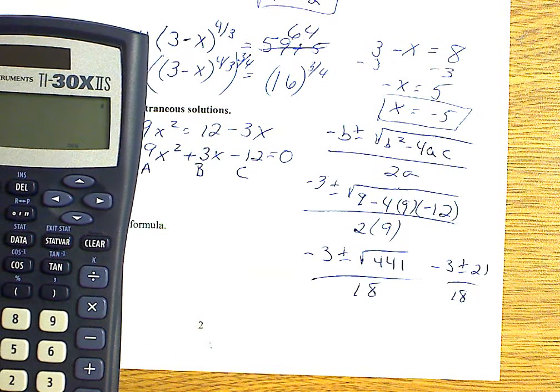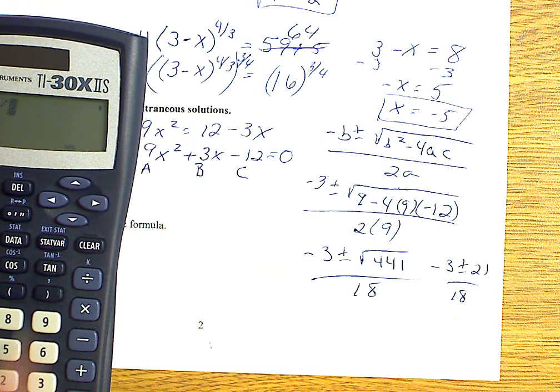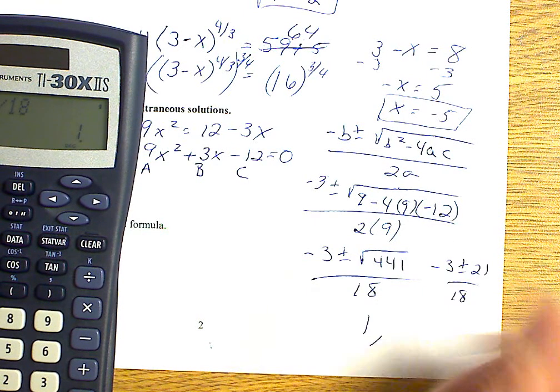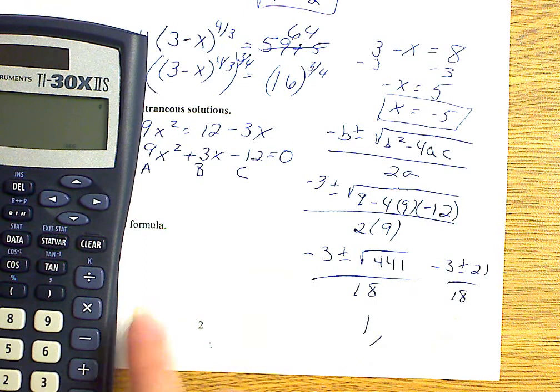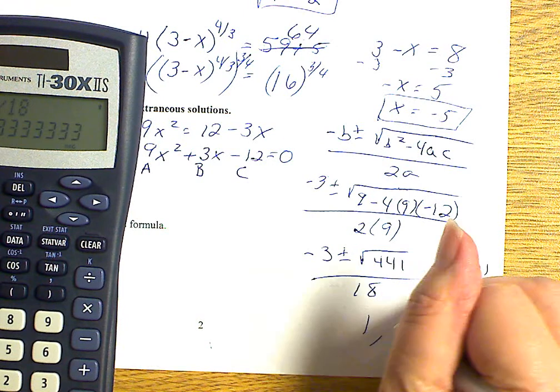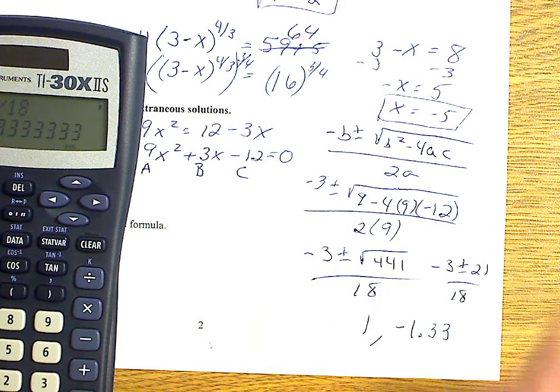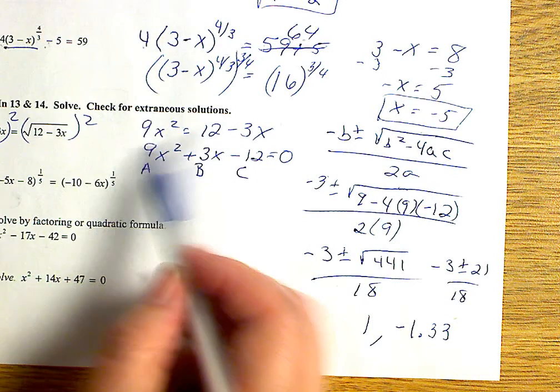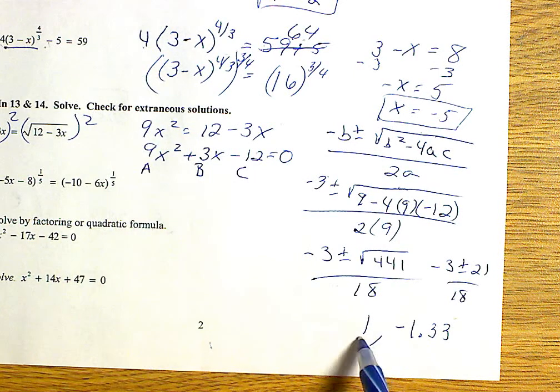So negative 3 plus 21 divided by 18 gives me a 1. And the other one is negative 3 minus 21 divided by 18, which is a negative 1.33. Now it says in this one to check for extraneous solutions. What does that mean? That means that it's possible that one of these doesn't work in the equation.